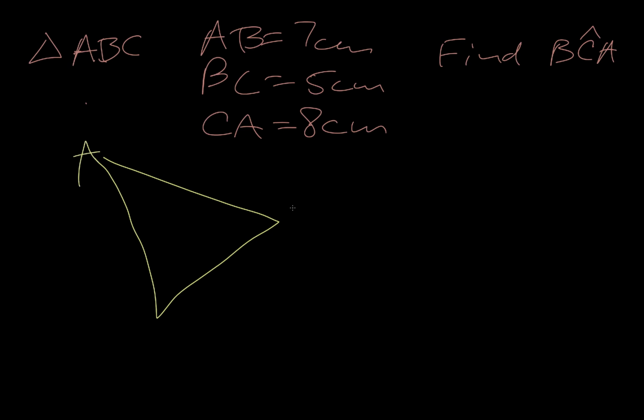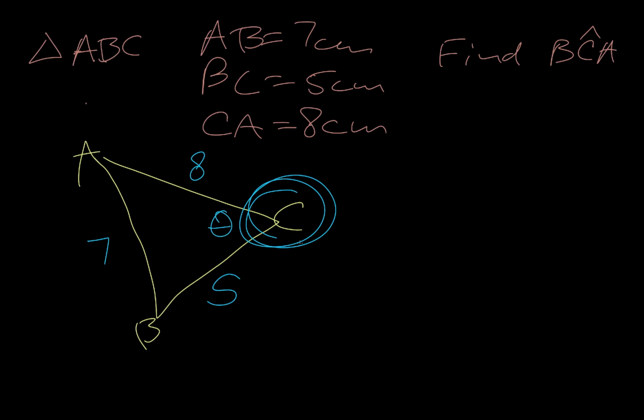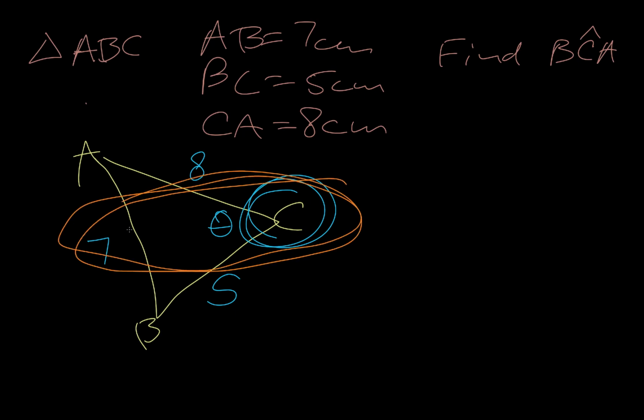So we can just say ABC. Doesn't matter really which one we call A and stuff, just as long as we're consistent. So this would be 7, BC would be 5, and CA would be 8. They want us to find BCA, and so that's going to be this angle, so I'm going to call that theta.